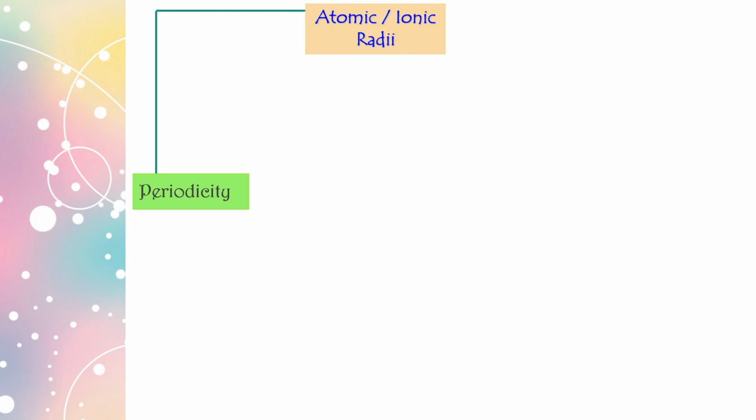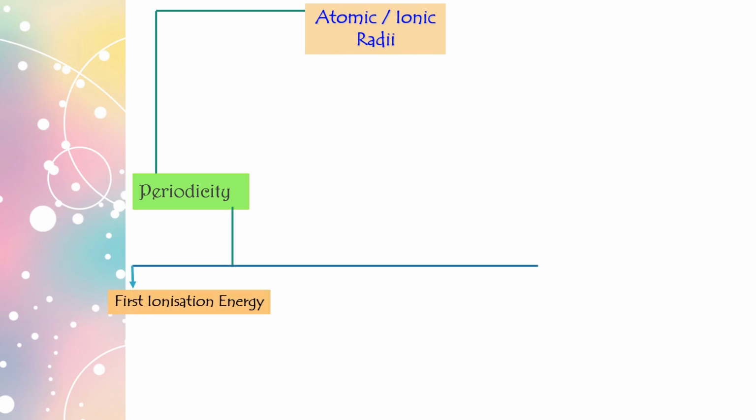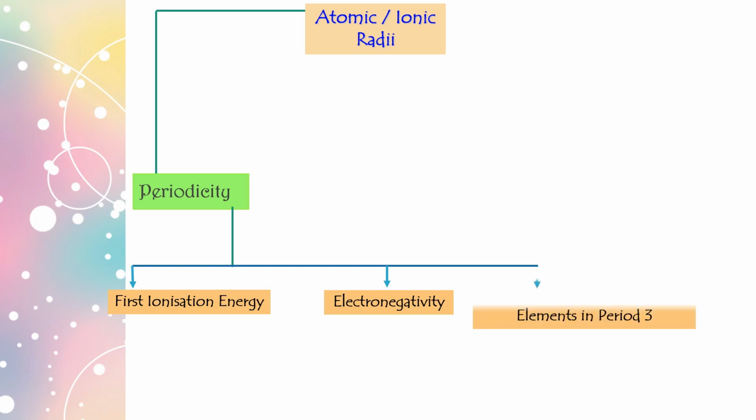Periodicity. In periodicity, you will learn about atomic or ionic radii, first ionization energy, electronegativity, and acid-base character for elements in period 3.